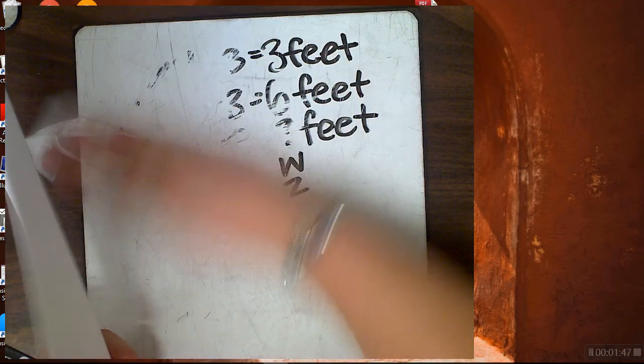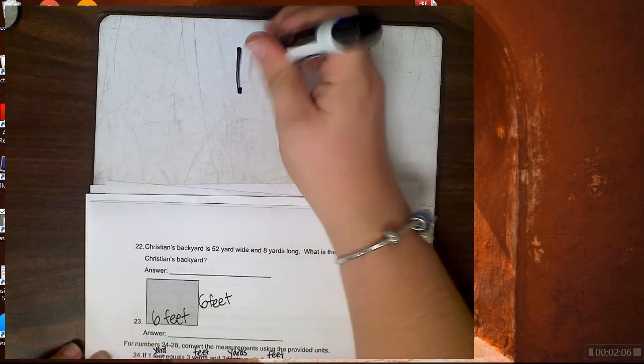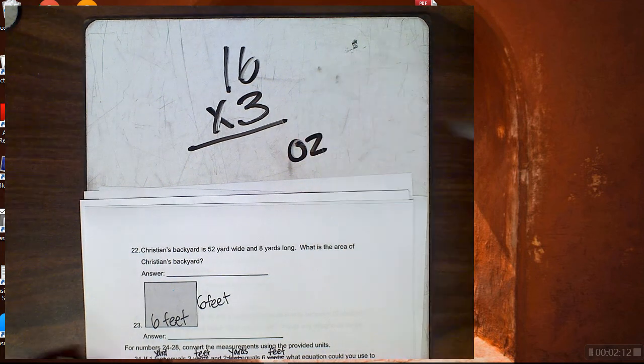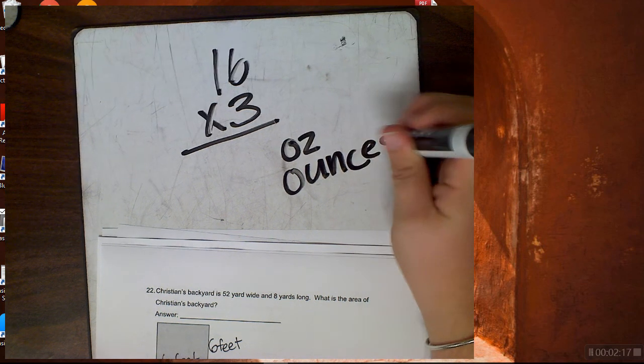Number 25, a math book weighs 3 pounds. Miss Alyssa placed the book on a scale that measures in ounces. If 1 pound is equal to 16 ounces, what would the scale read? So this is just simple conversion. They know that 1 pound equals 16 ounces, so to find 3 pounds, they should realize that 16 times 3 will tell them 3 pounds. Solve that and make sure they include their unit, ounces, either through OZ or spelling the word out.